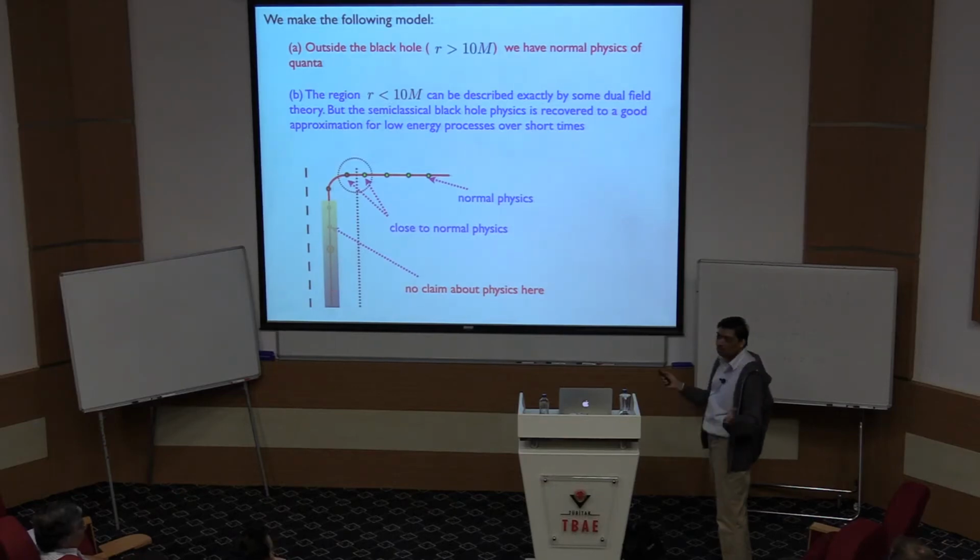But actually, I'm not going to use any property of it. So why don't we just allow random things to happen here? I don't even care. I make no claim about the physics here. We try to make as strong a theorem as possible. Around here, near the horizon, we say that physics is close to normal.